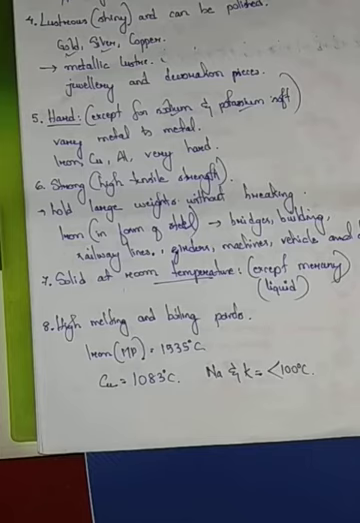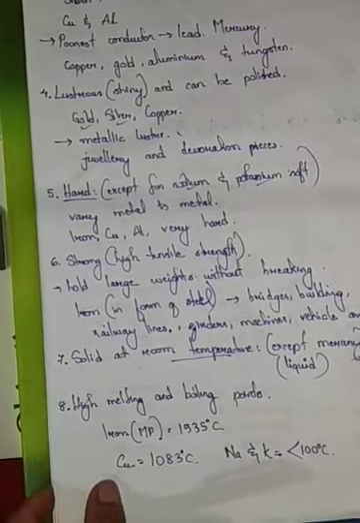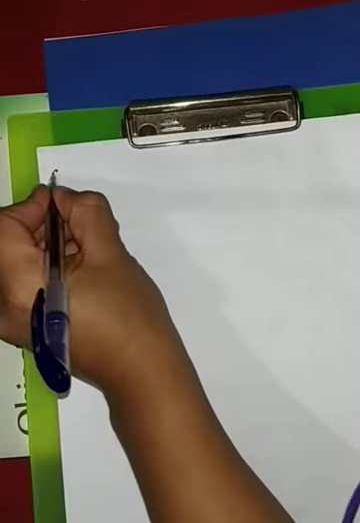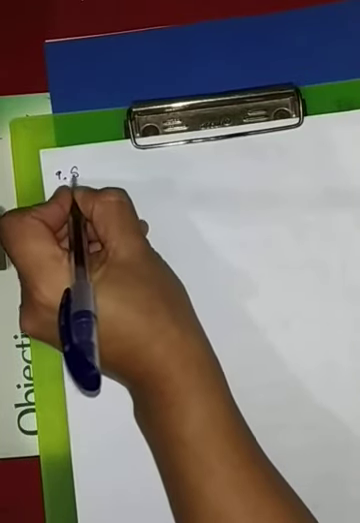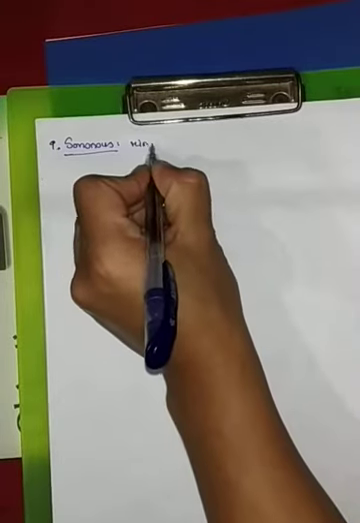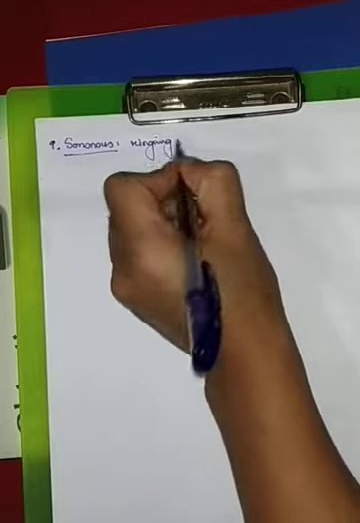Now, moving on to the ninth property of metals and non-metals. Number 9: metals are sonorous, S-O-N-O-R-O-U-S. This means that metals make a ringing sound when we strike them. It is due to the property of sonorousness of metals.